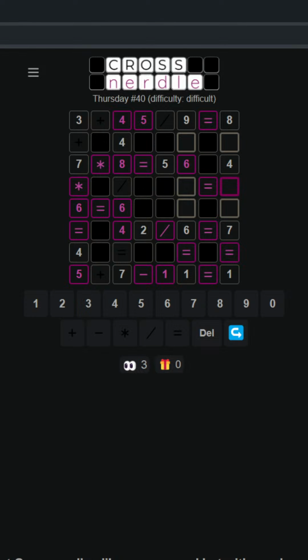Maybe on the right. The right vertical might give us more information here. It could be a 3... No. It can't be a 3-digit number because of this horizontal here. It has to be a regular digit. So this has to be some operation. The question is, what operation?